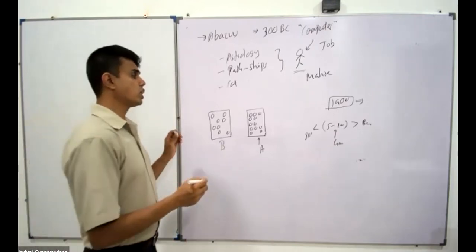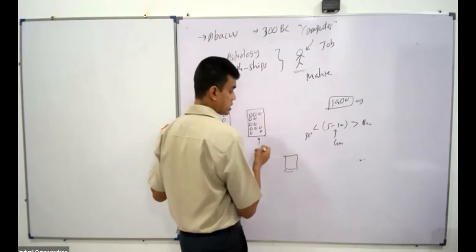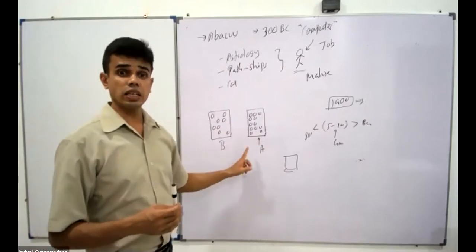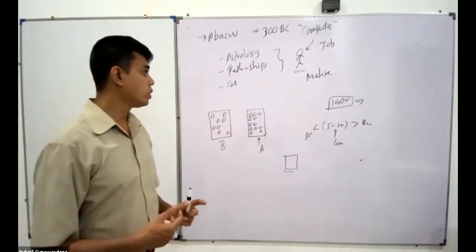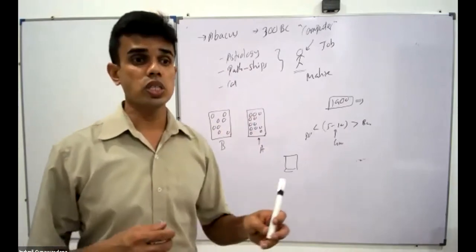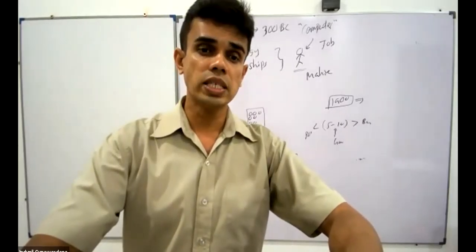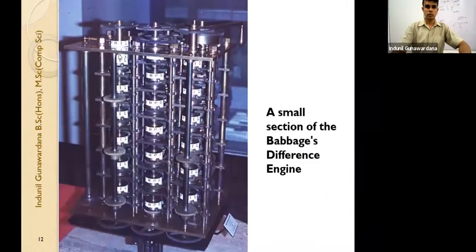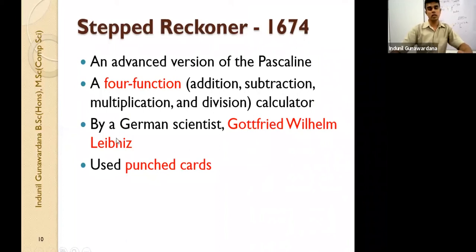Then if I want to put letter A into the machine, I take this card and put it into the relevant area. The system will detect this as letter A, and that one as letter B. Even numbers are the same. So during that time, the punch card technology was used by the machine called the Stepped Reckoner. Hope that you are clear with that.